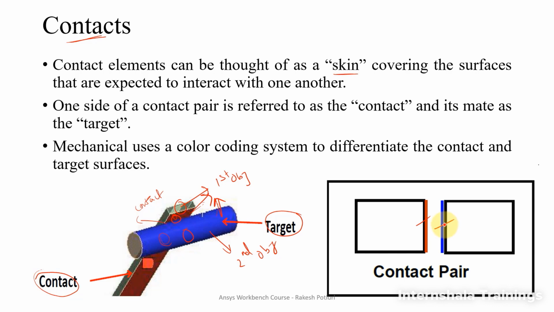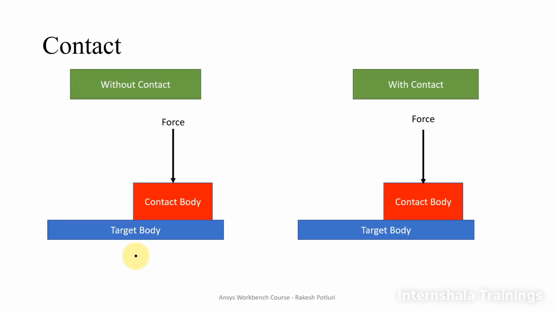So why are contacts required? See here, there are two bodies, one contact body and one target body, and I apply a force in this direction. I am applying a force in the downward direction on this contact body. The first condition is without contact. If I don't give a contact, the computer doesn't know what to do. So I applied the force in this direction, so it will try to move the body downward. Now we will see what happens without contact.